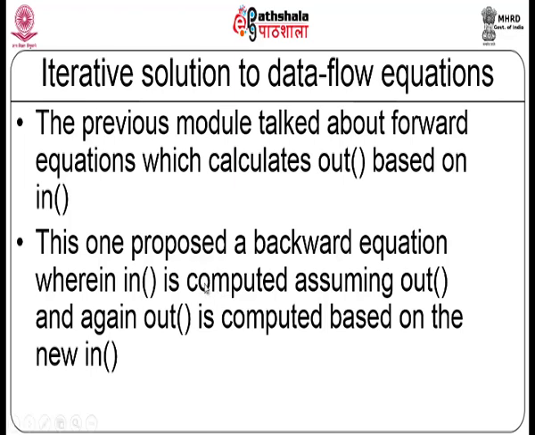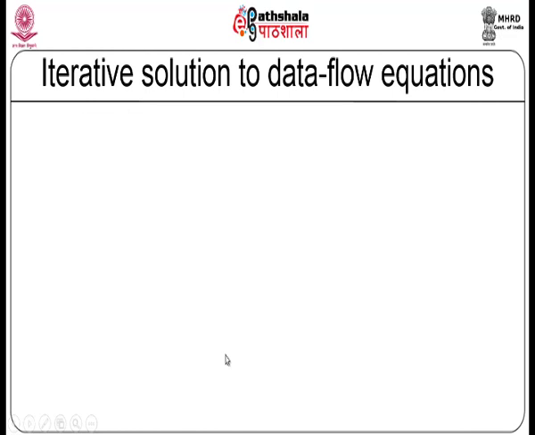Between two successive iterations, if the value of out does not change, then we will call that your actual out value. So, earlier we talked about the forward equation, where we compute out based upon the in. Here again the equation has not changed, but the assumption is we will compute in, and based on the new in we will compute the out of every block.